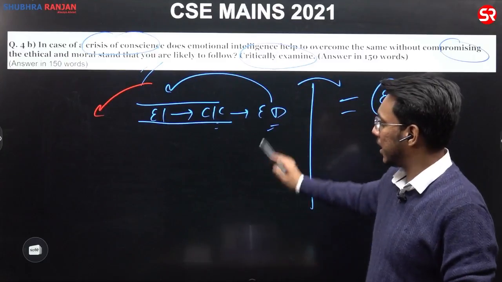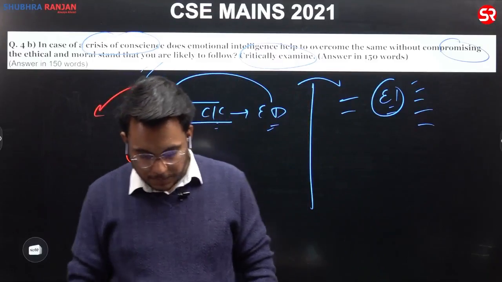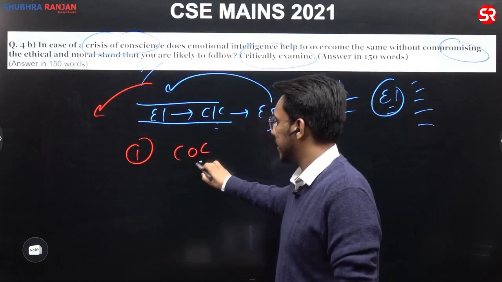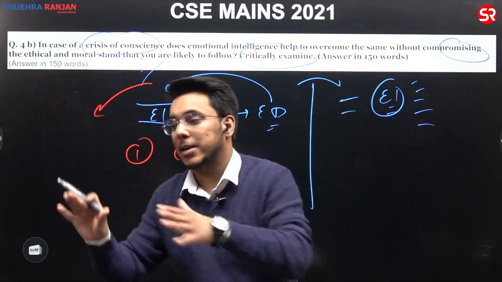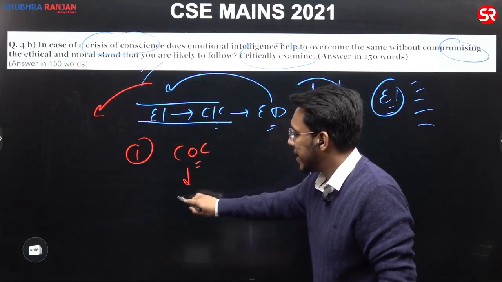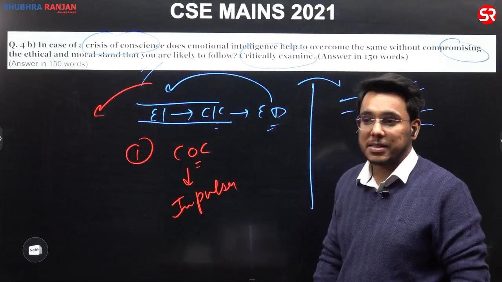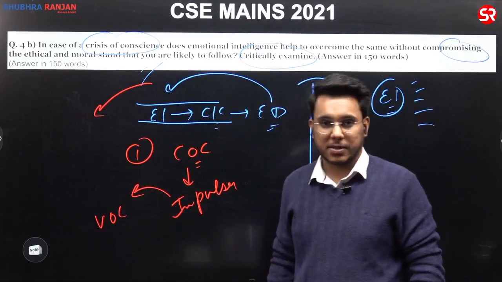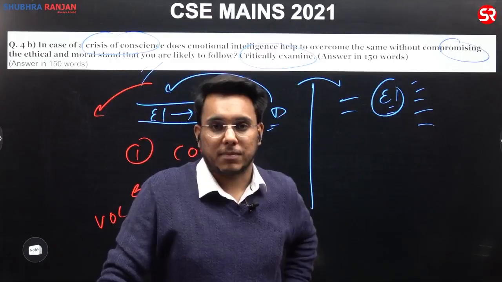When we talk about emotional intelligence, how will it help? Point number one. Basically, what happens when there is a crisis of conscience? We are not able to objectively decide whether this is to be done or that is to be done. What happens many times? We behave as per our impulses. Many times we get confused between impulses and the voice of conscience. Is it clear? Okay, I will give you one example.